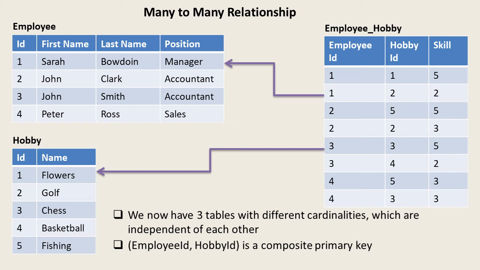So neither employee ID nor hobby ID alone will be the primary key, but they will be the primary key together, which means that their combination is always unique, and they are always supposed to have some value. They are never empty. So this is an example of a composite primary key, and now you learn that it is also possible for a primary key to consist of more than one column.